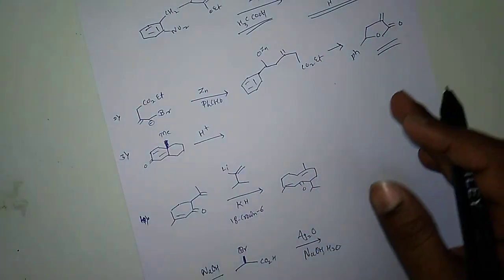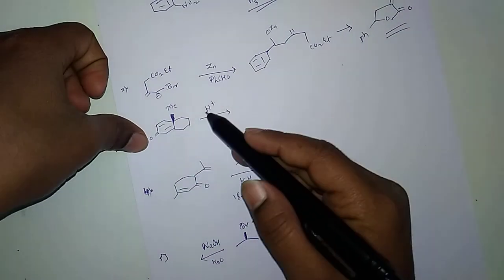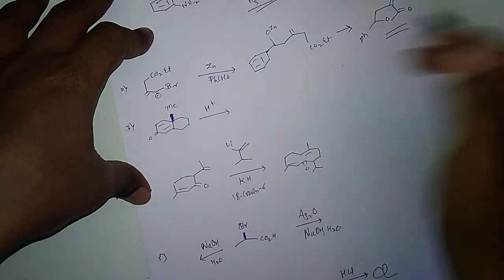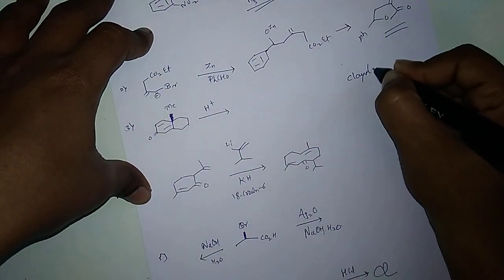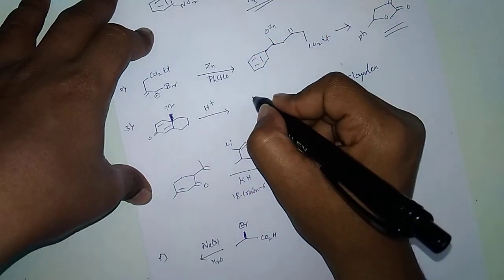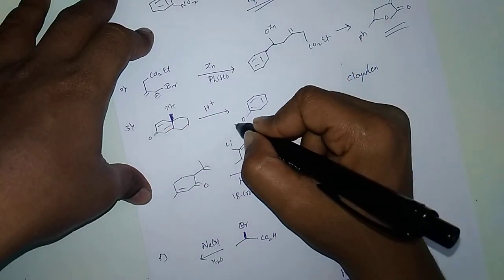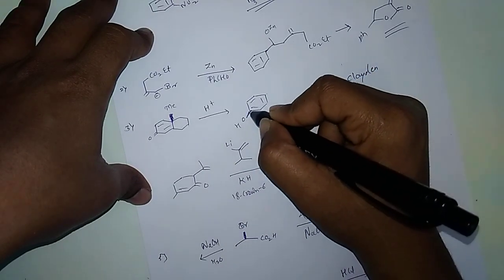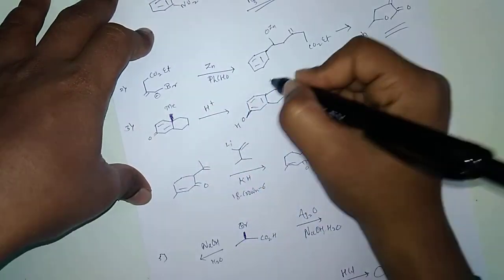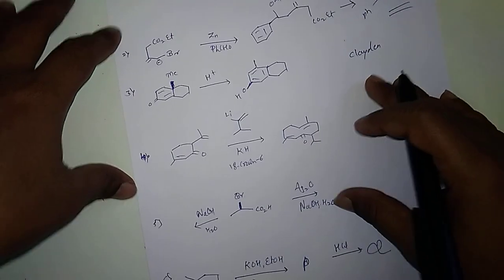Then there was one more example. A dienone type of system was given, and it has been treated with H plus. This is a special kind of rearrangement which is given in Clayden. I think it's the dienone to phenol rearrangement, and aromatization takes place. Phenol, sorry, it's a single bond, and then the methyl group gets shifted over the aromatic ring. So this is the rearrangement. You can search for it and get it in Clayden.